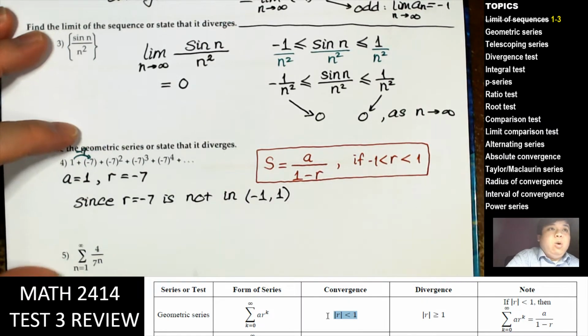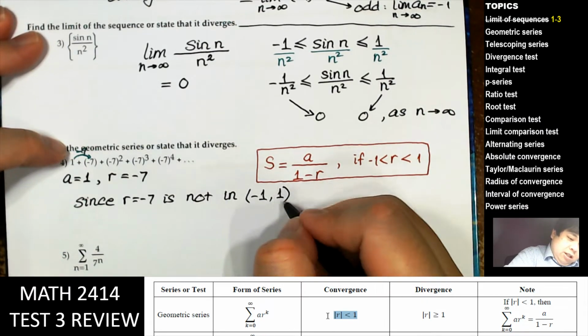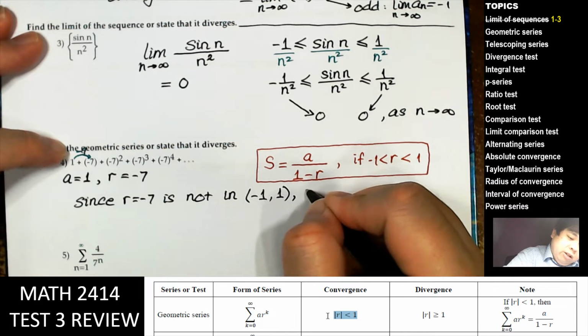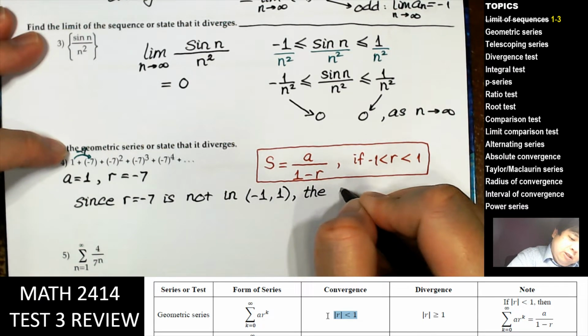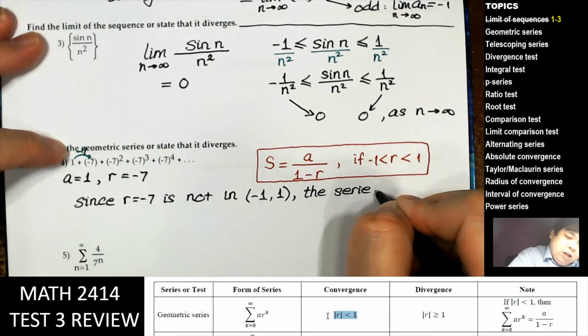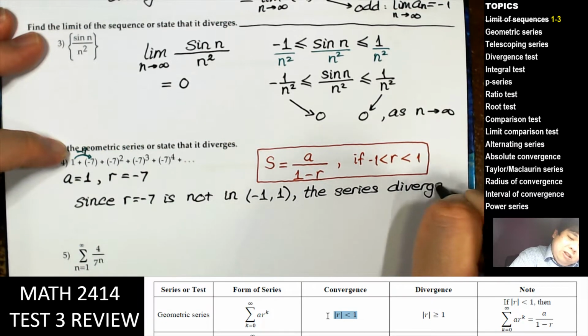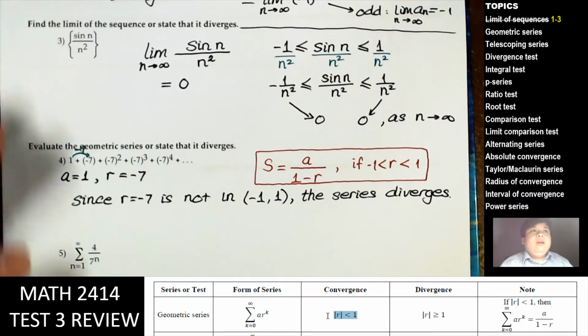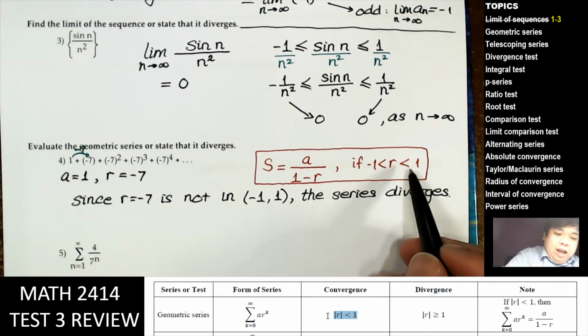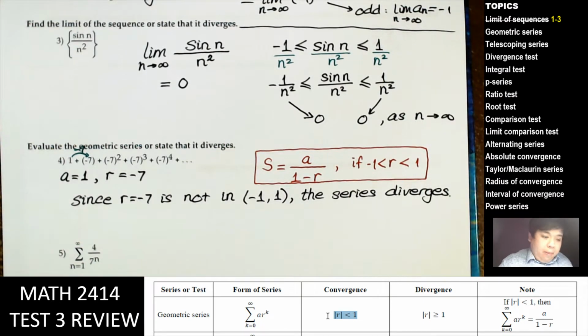From -1 to 1, the series is divergent. Or just say the series diverges. Right. It has to satisfy this condition.